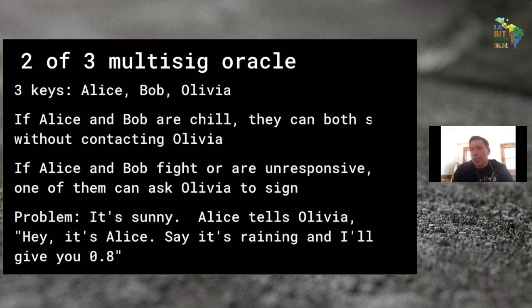The obvious problem here is, let's say it's sunny, but Alice tells Olivia, hey, it's Alice, I lost, but if you say it's raining, I'll give you 0.8 of the Bitcoin, right? I know I've lost everything, but if we can collude, then you get some and I get some, and that's better for me. So right, collusion, third parties can be bribed.